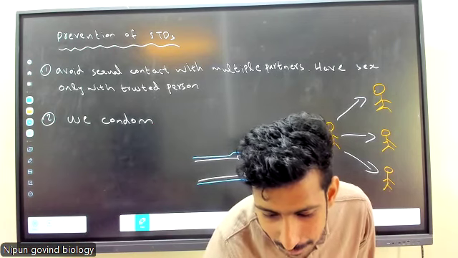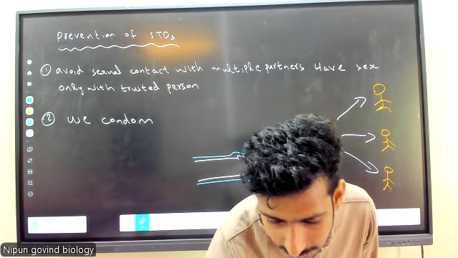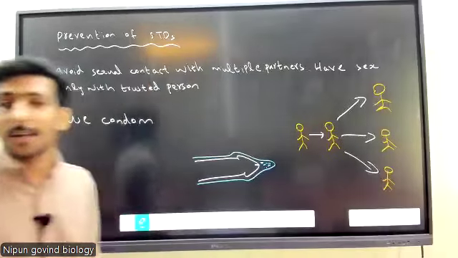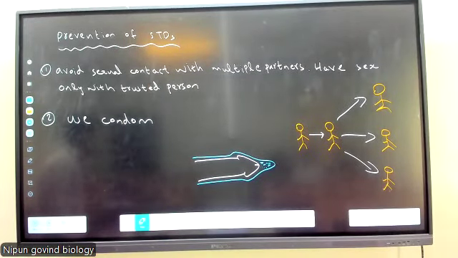So use a condom. Which are the two methods to prevent STDs? Avoid sexual contact with multiple partners. Another one, use a condom. Understood?